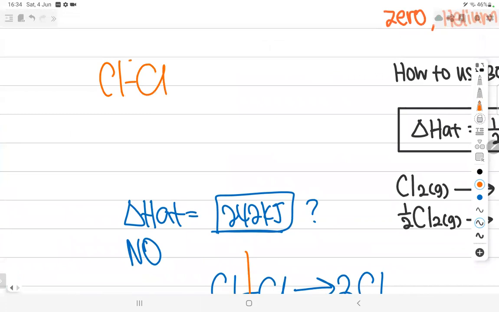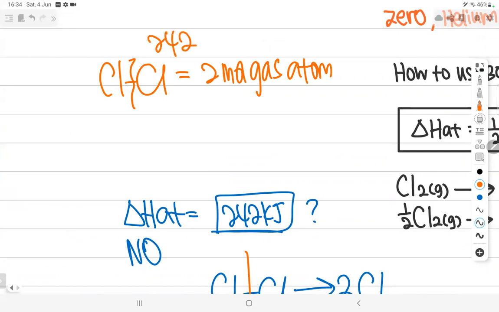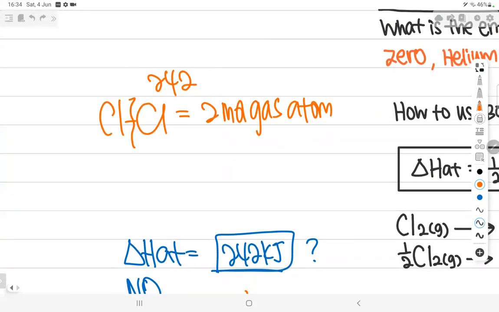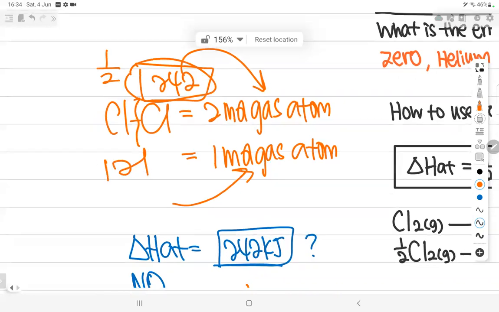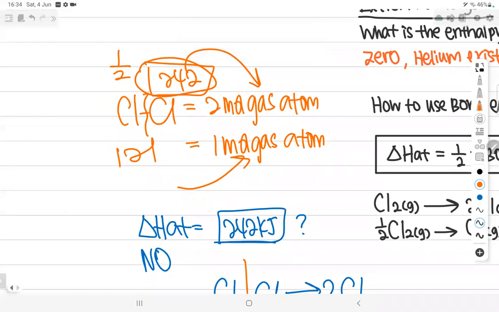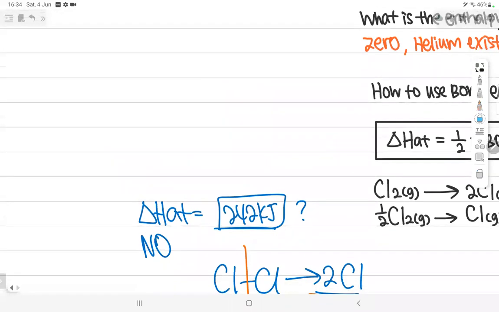When you break the chlorine, you get 2 moles of gas atoms, and the energy is 242. So 242 can give you 2 moles of gas atoms. If you only need 1 mole of gas atoms, do you need so much energy? No need, right? You just need half of it. 242 gives you 2 moles of gas atoms, so if I only need 1 mole of gas atoms, I only need half of this energy, which is 121. So that's why we multiply the bond energy by half.